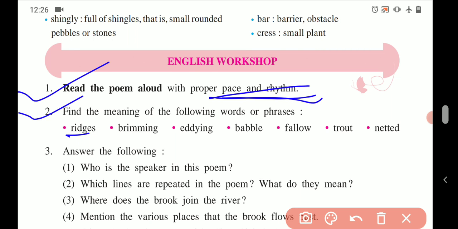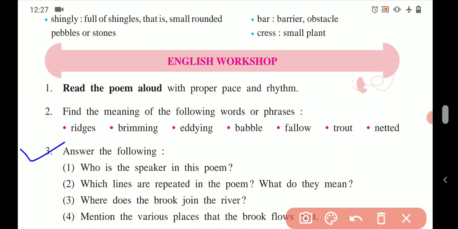Brimming means full of something. So we have a brimming river in the poem, so that is a river full of water. In this way you have to write the meanings of all these words. What are the further words? Eddying, babble, fallow, trout, netted.